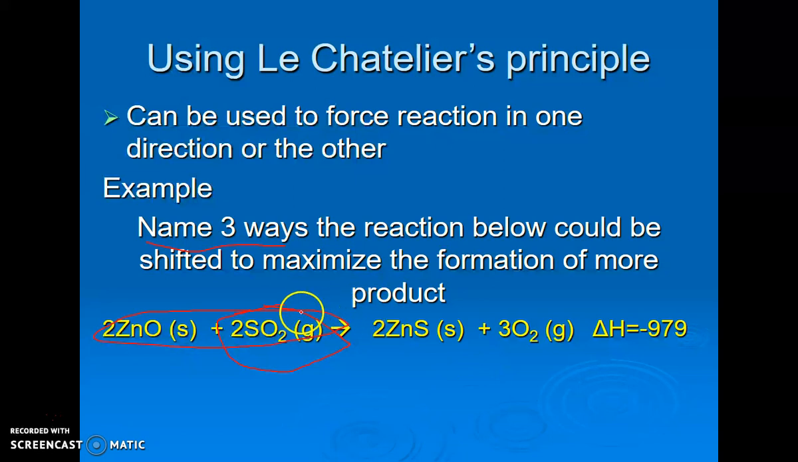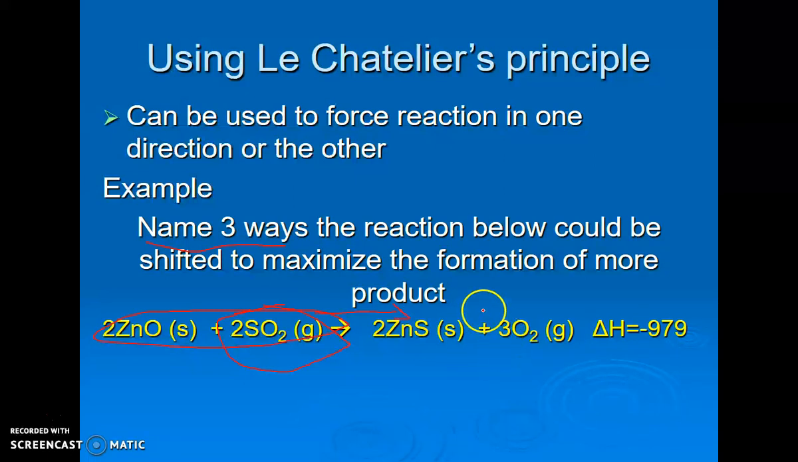Because you're adding more, let's say you're adding more SO2, and you should be writing this down. So 1, you could add more SO2 to the reaction, and since the reaction wants to use up that SO2 that you just added, it's going to shift towards the products. Okay? The other thing you can do, which is kind of silly, because if you want to make more of it, why would you take it away?